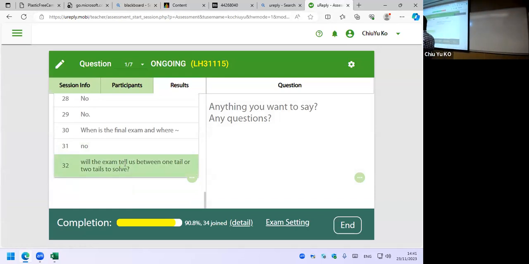I will not explicitly tell you 1 tail, 2 tail, but I will tell you what hypothesis you are testing. If I say test the hypothesis that the sample mean equals 3, then you know it's 2 tail. If I want to test whether it's more than 5, then you know it's 1 tail. So I will not explicitly say it's a 2 tail test. That would be too direct, but from the English you can infer. It would be something like that.